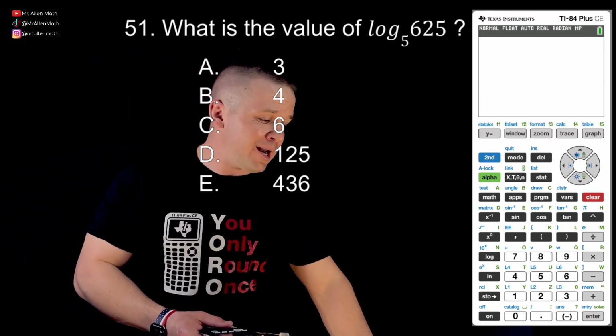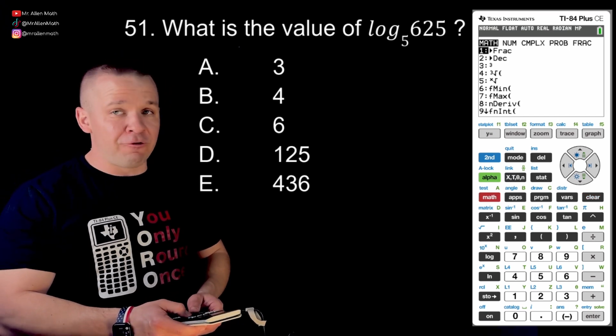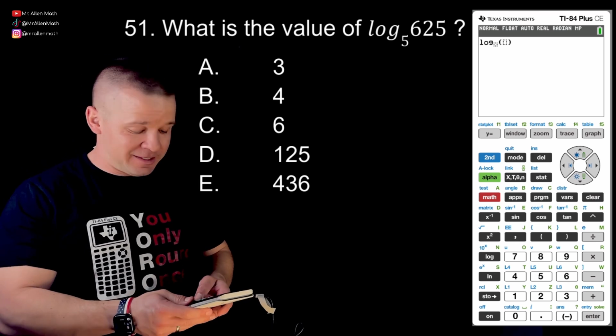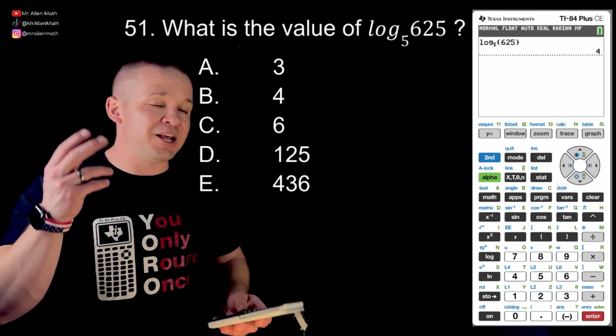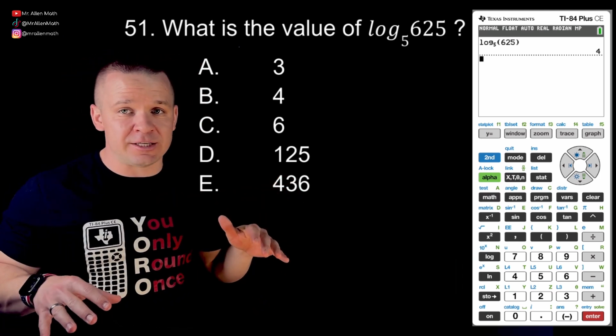So why not just bust out your calculator for this one, hit math, then the alpha button above it, and then math again, and up pops this log any base. I can literally just type this in, 5 and then 625, hit enter, and I've got 4 for my answer here. It is choice B, easy peasy.